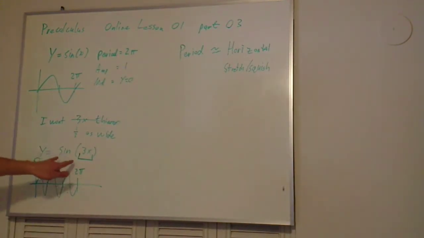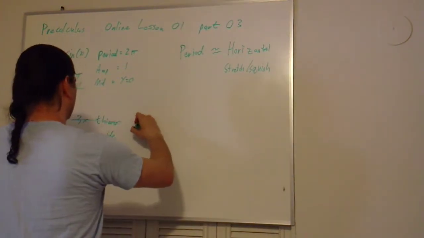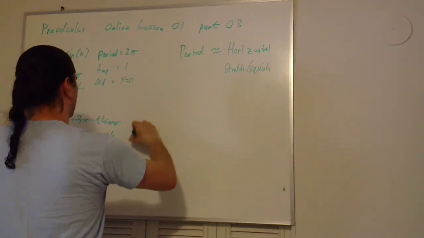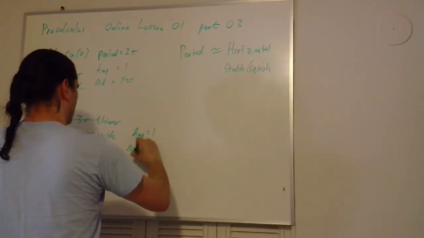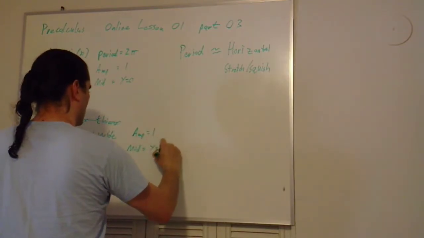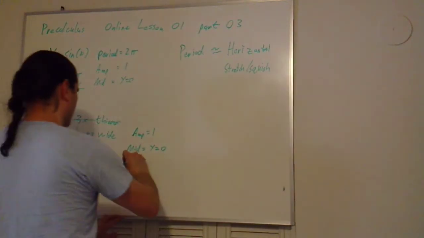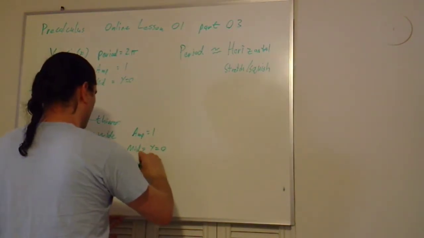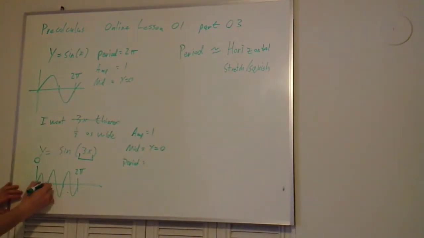So this function is going to have an amplitude that is still 1, the midline is still y equals 0, and the period this time is 1/3 of the whole distance.